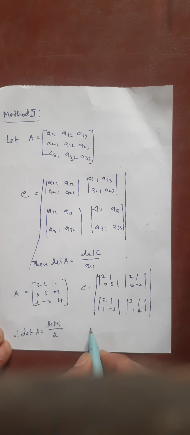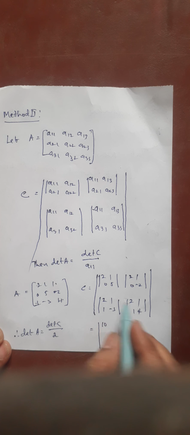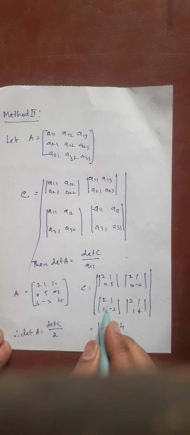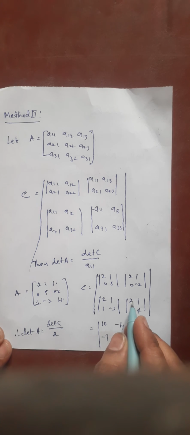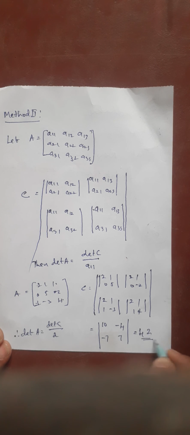So what is determinant of C here? 5 into 2, 10, minus 0, minus 4 minus 6 minus 1 minus 7, 4 into 2, 8 minus 1, 7. So its determinant is 70 minus 28. You will get it is 42. Therefore determinant A is 42 by 2. You will get 21. This is what we have got in the last method.